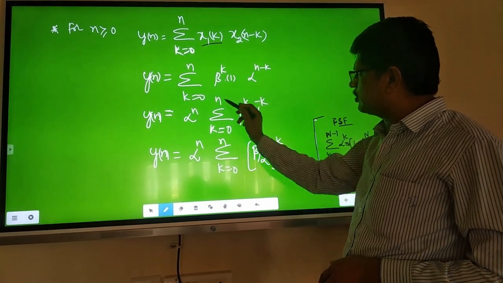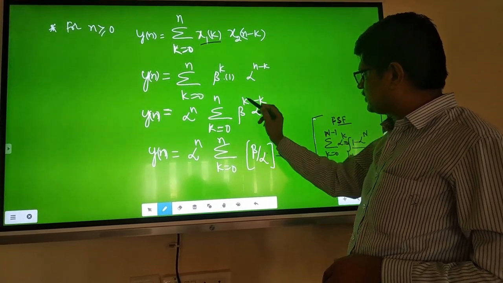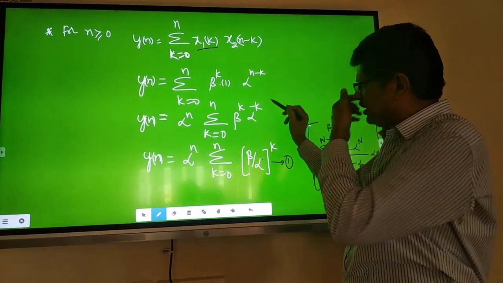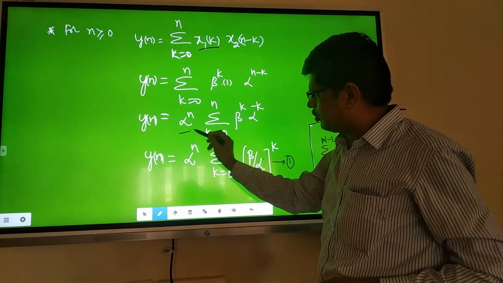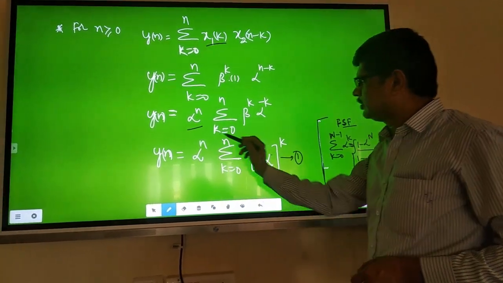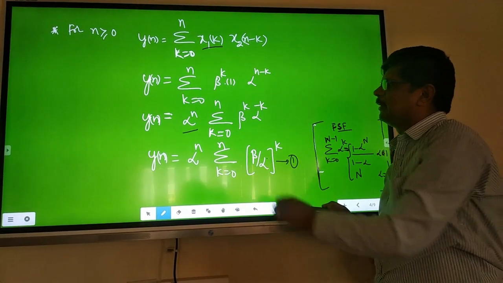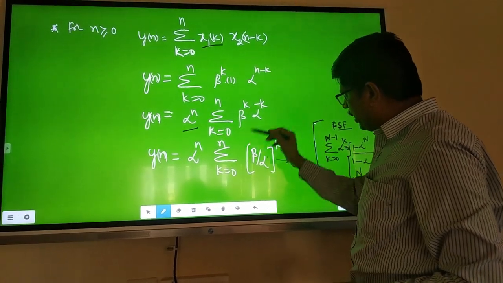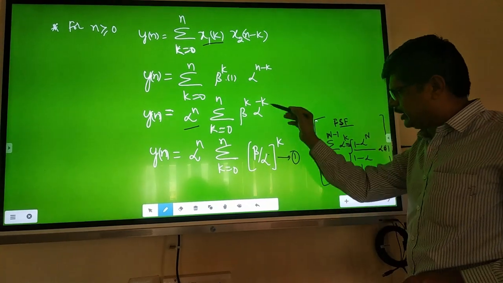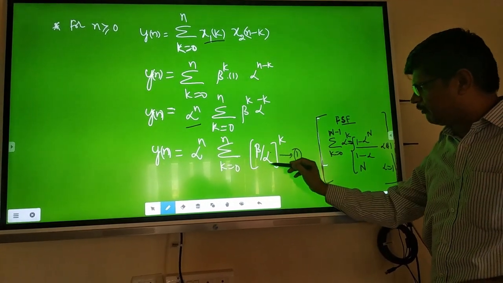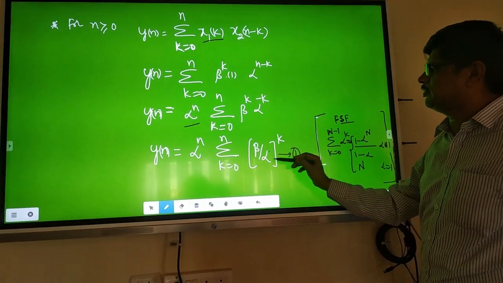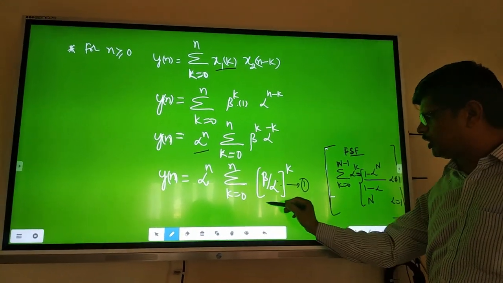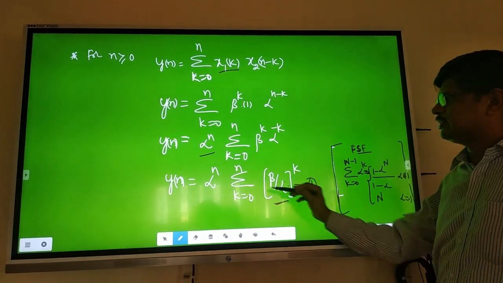Split this: summation k equal to 0 to n, beta to the power k as it is, and alpha to the power n minus k as alpha to the power n into alpha to the power minus k. Write alpha to the power n outside, and the rest inside because the formula is there. Summation k equal to 0 to n, beta to the power k by alpha to the power k, you can write as beta by alpha to the power k. Now this whole term is nothing but, let us say, alpha.